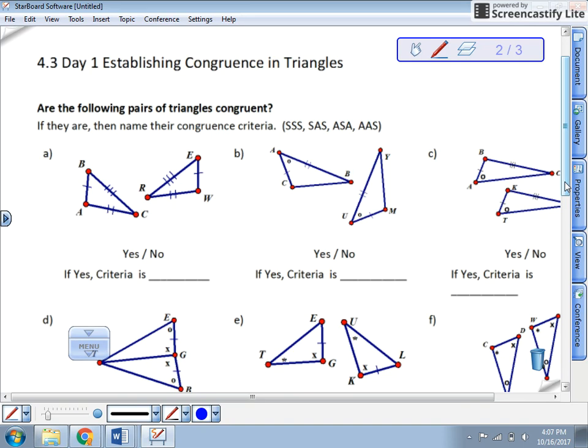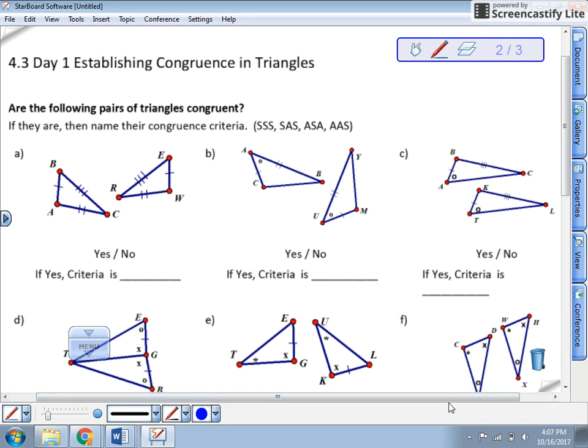So here are the questions. All right, here's the type of question. Are the following pairs of triangles congruent? If they are, just name the congruence. So first one we look at. All right, we've got this side, and we've got these sides, and they all match up. So yep, it's side, side, side. It's that easy.